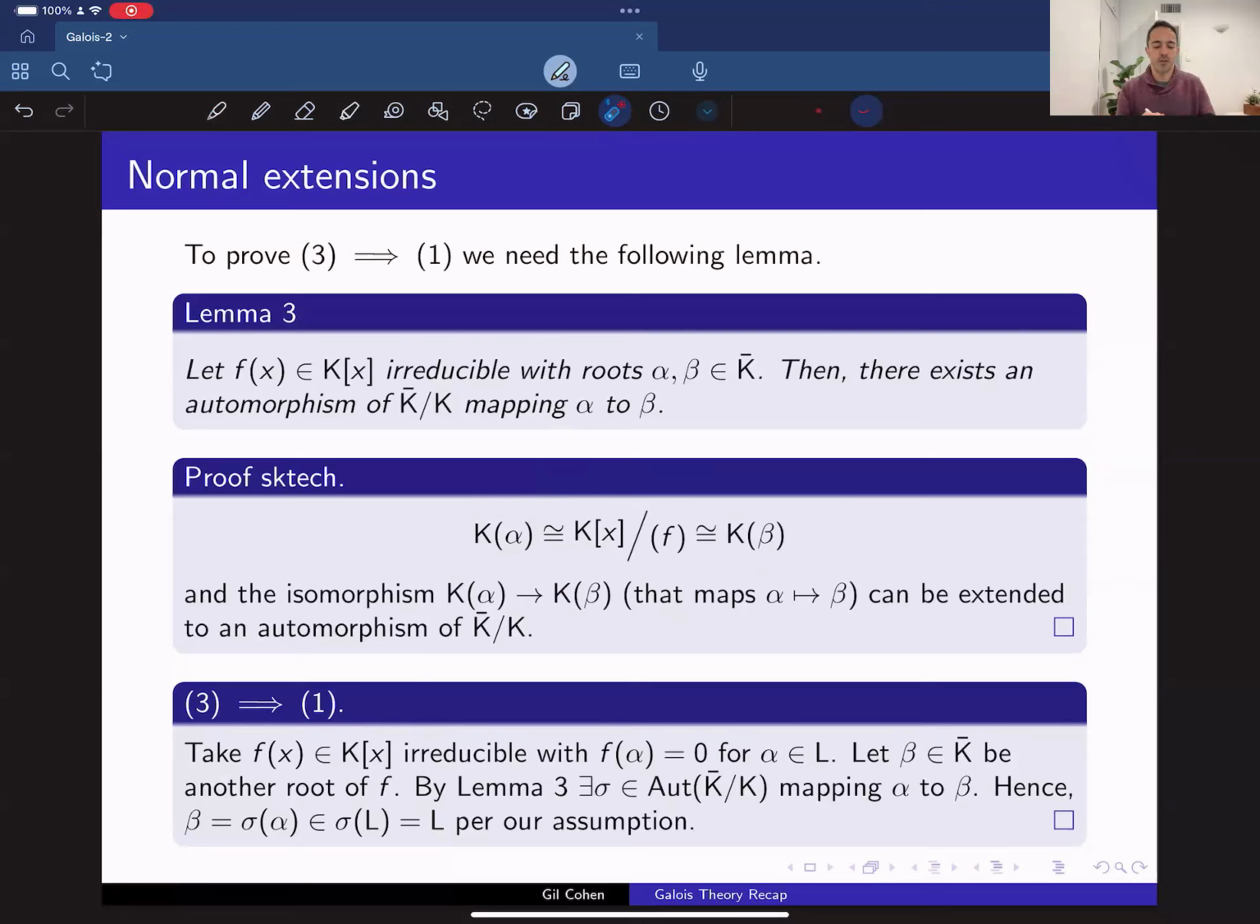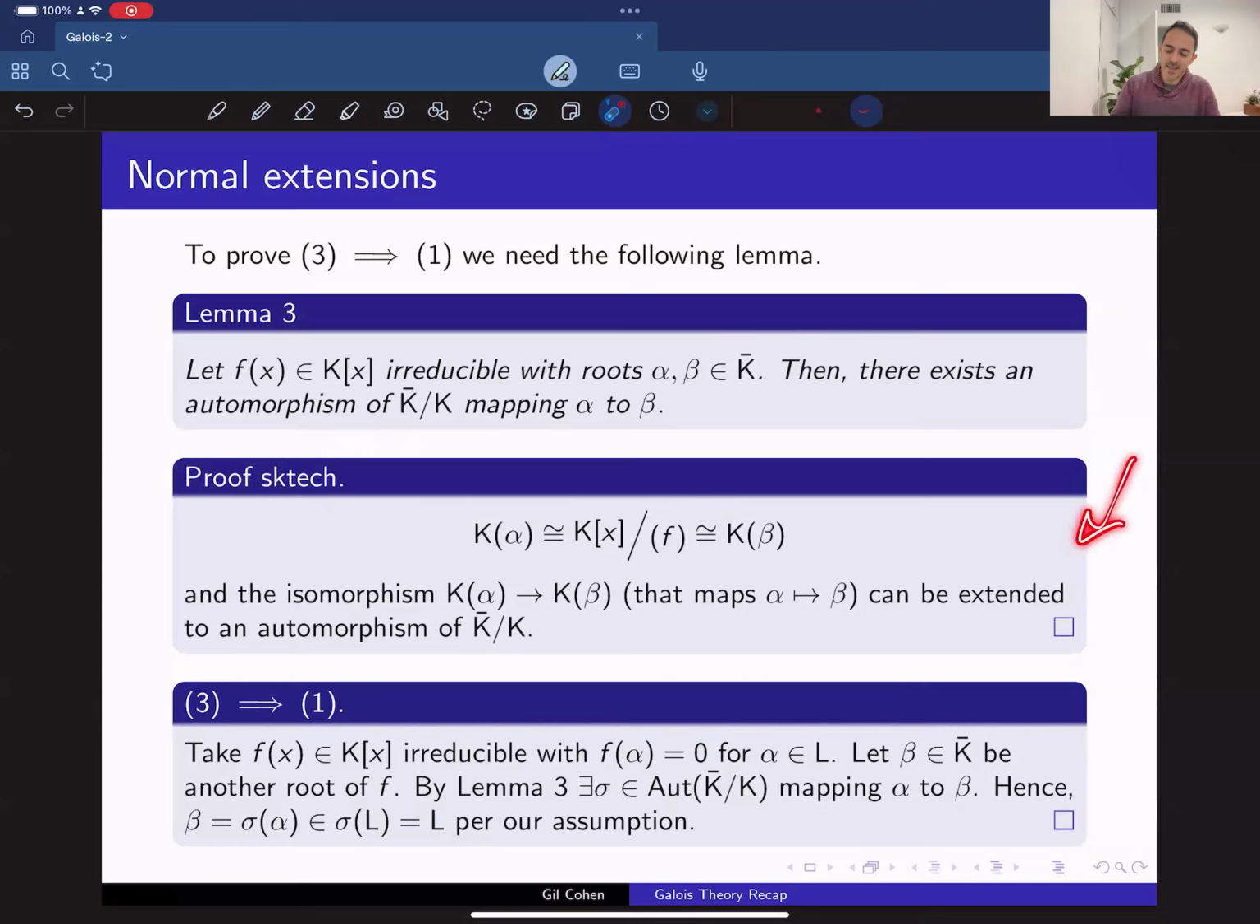Right? You want to extend it. You don't want it to act only in K alpha. You want it to act on the entire K bar. And you can do that essentially because of properties of splitting fields. But there is a way of doing that. So that's why it's a sketch, really, because I'm not doing that.